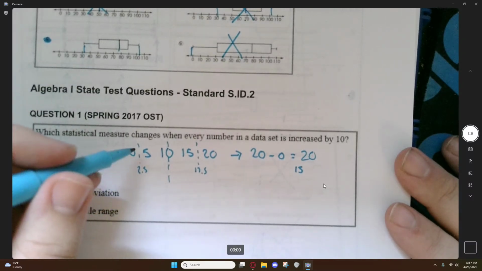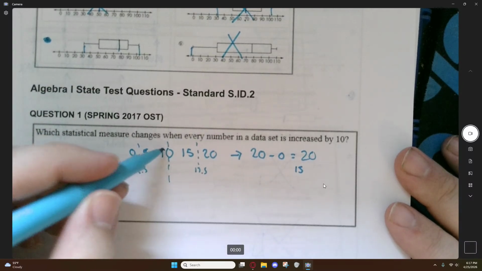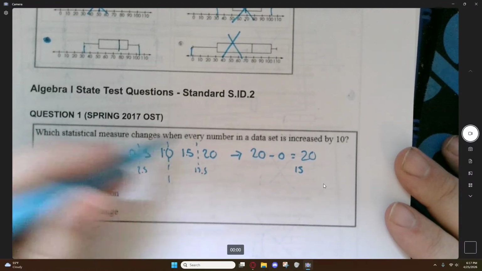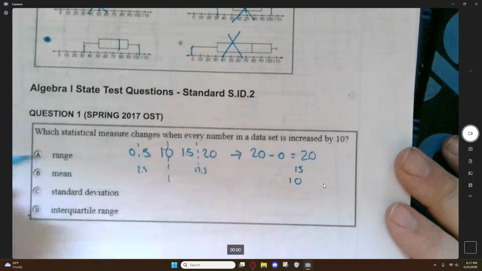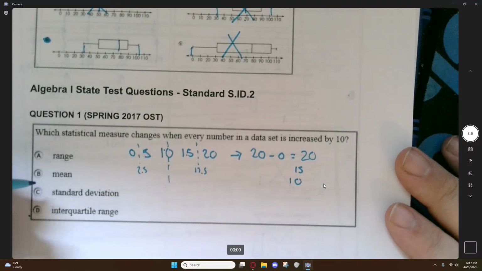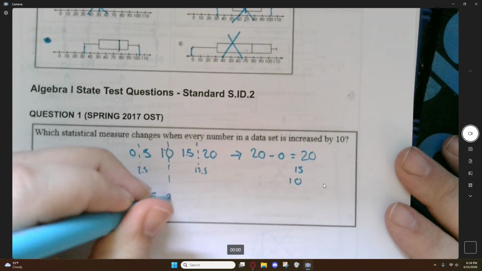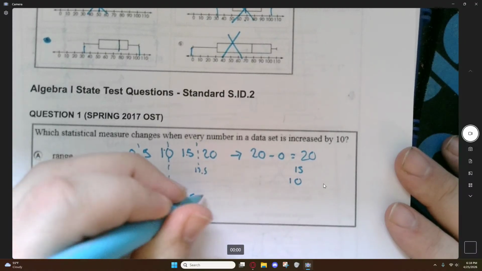Your mean would be 5 plus 10 is 15, plus 15 is 30, plus 20 is 50, divided by 5 total numbers. Your mean would be 10. We'll worry about standard deviation later. Let's increase all these by 10. 10, 15, 20, 25, 30.